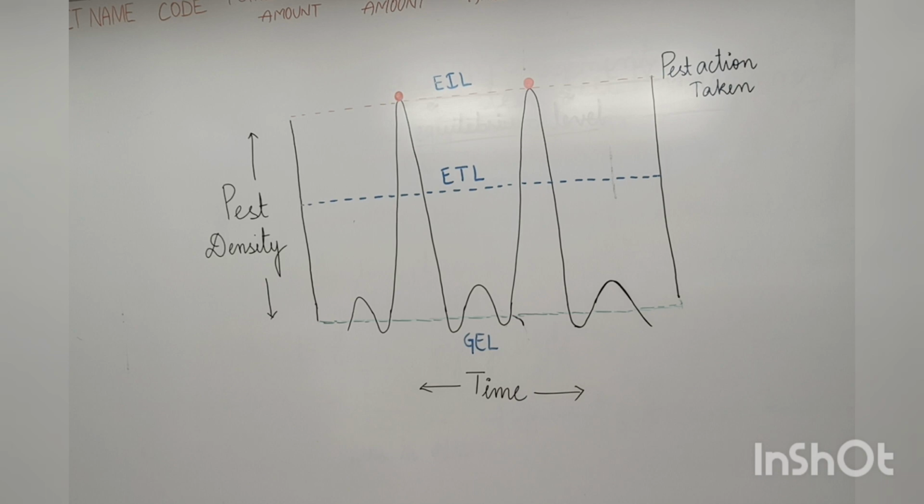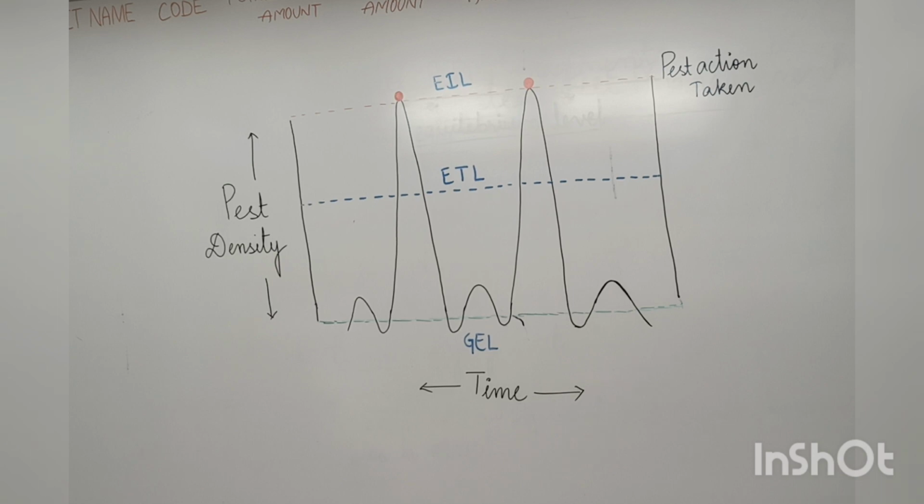Through this graph, we can clearly understand the three principles of integrated pest management. In the x-axis, there is time, and in the y-axis, pest density. With the increase in time, there will be an increase in the pest density. So coming to the first level, that is general equilibrium level, there is no loss to the crop, and we need not apply any control measures.